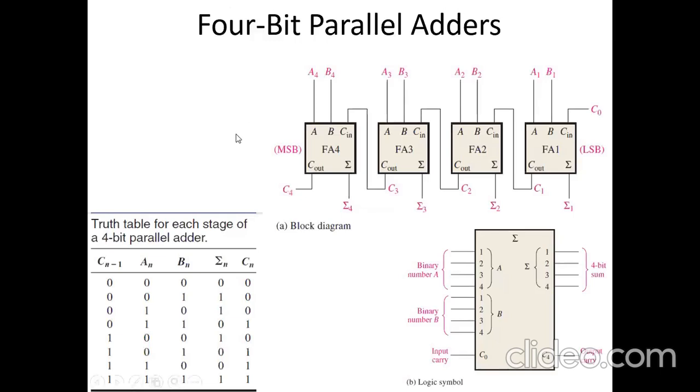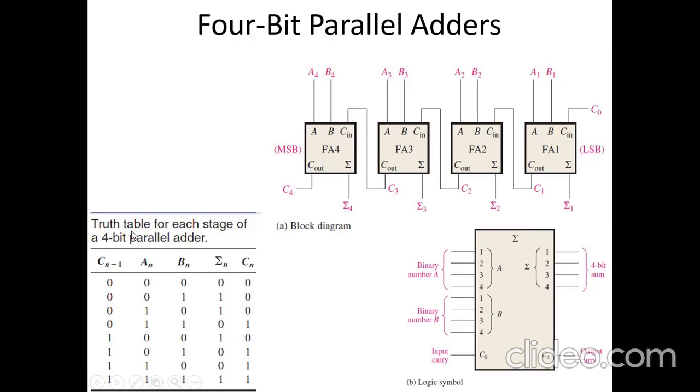Shown here is a cascade of 4 full adders, which is used to add two 4-bit numbers. Here we see A4, A3, A2, A1, B4, B3, B2, B1. These are the 4-bit numbers. So we can use this 4-bit parallel adder to add them.